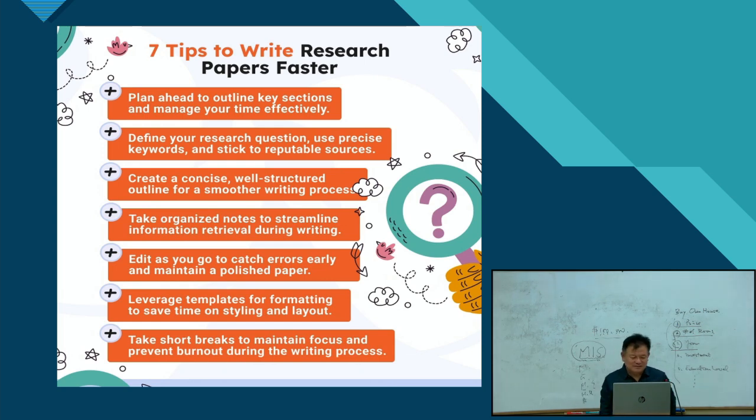These are the tips for faster research paper writing. Plan ahead to outline key sections and manage your time effectively. Time-based processing, this is the keyword. And also define your research question. Also use precise keywords and stick to reputable resources.